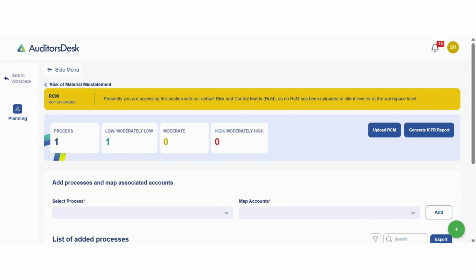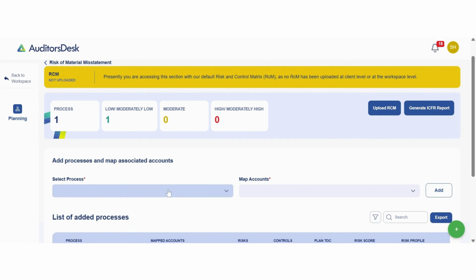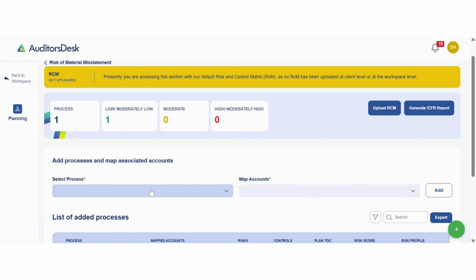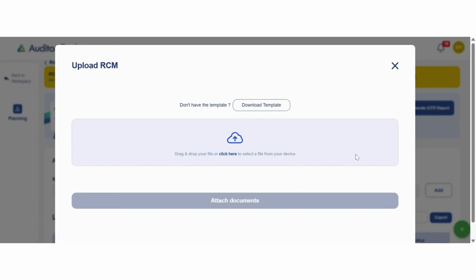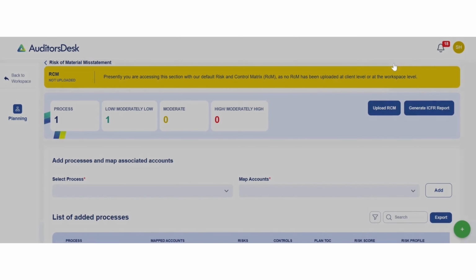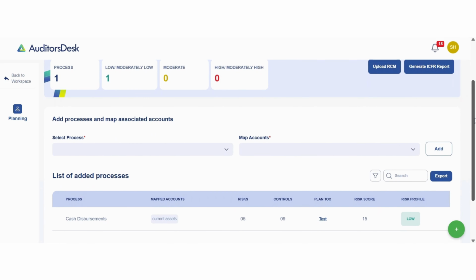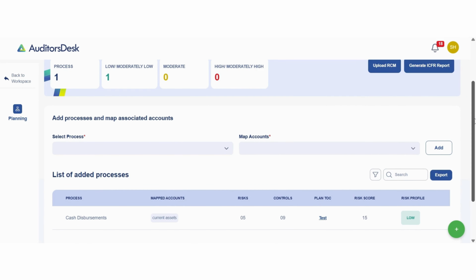3. Process risks. Process risks arise within individual business processes such as procurement, payroll, inventory, sales, or reporting cycles. This is one of the most detailed parts of control risk assessment. The software allows uploading of risk control matrices, RCMs, which map each identified risk to its related control activity. For example, segregation of duties in procurement, or automated checks in payroll.